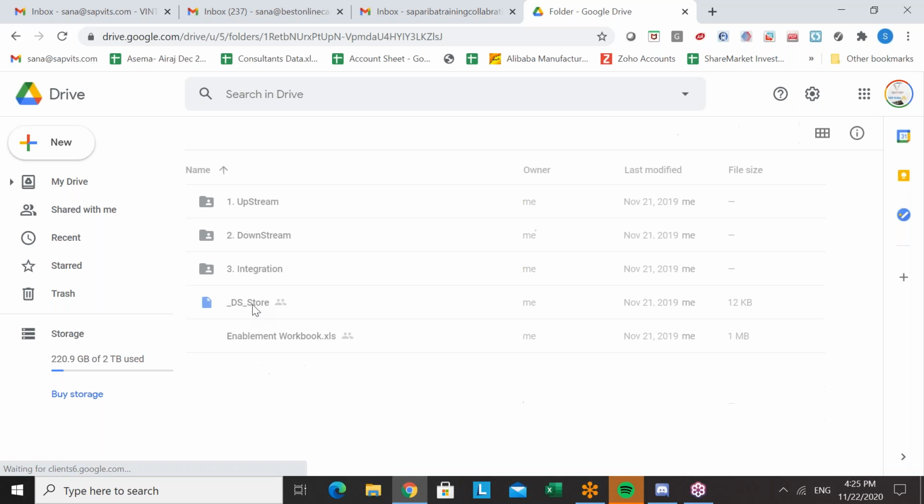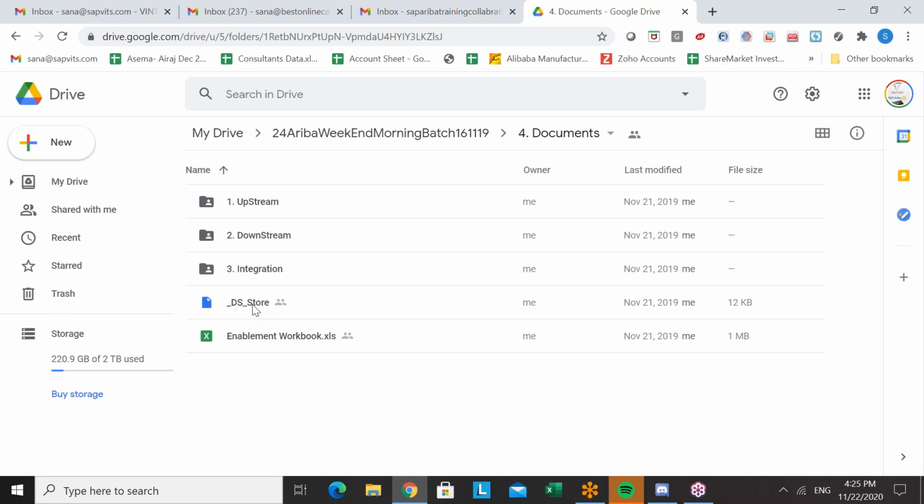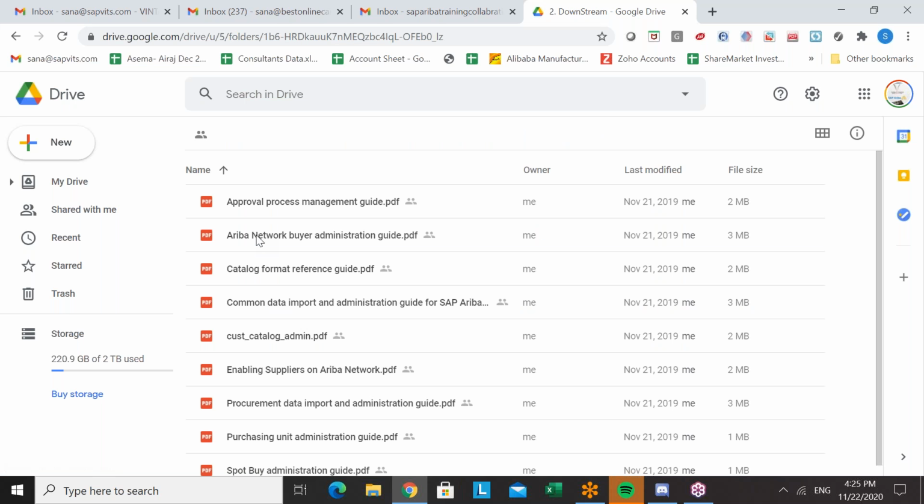Now the documents. Now this particular documents we will see. Sana, can you just click on the downstream part over there? Yeah. So these are basically the configuration guidebooks, guys. Now, of course, these are standard guidebooks. Yes, but remember, this is just for your technical knowledge, because some of you will basically come to me and say, Manoj, I want to increase my technical knowledge. Okay, for that particular purpose, we have given this configuration guide.